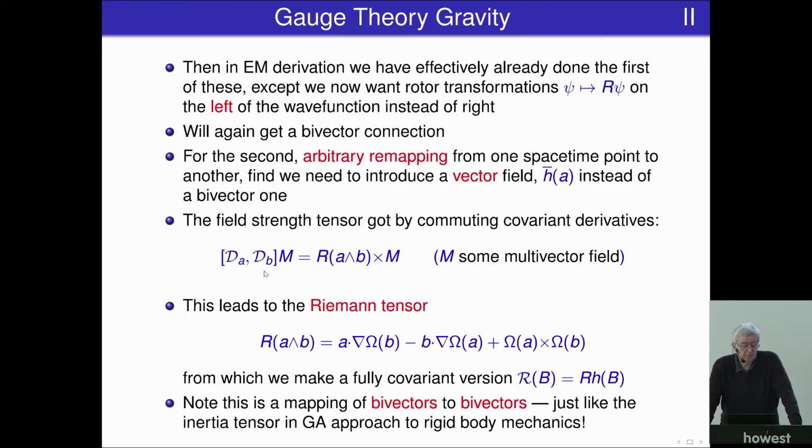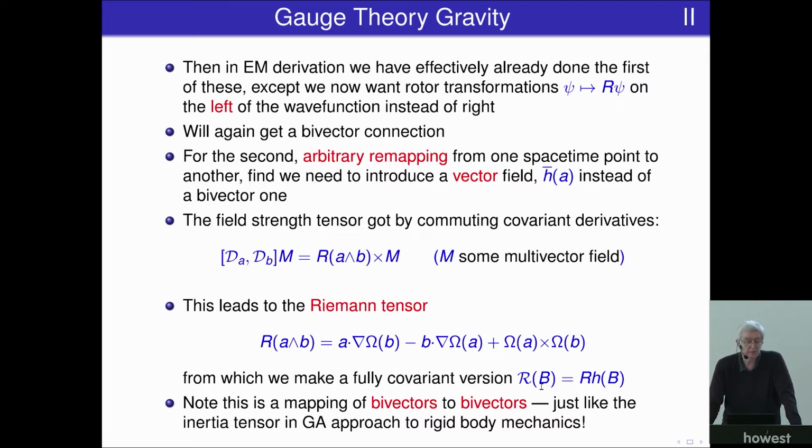And again, as before, we get the field strength tensor by commuting the covariant derivatives. Here we commute them for the Lorentz field. And what you find is that, again, all the derivatives cancel out, and you get, applying this to some arbitrary multivector M, in fact the Riemann tensor cross M. And here it is spelled out again. We've seen exactly this form from what we did before. That is the Riemann tensor.